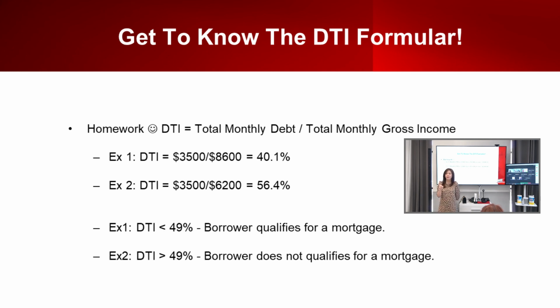Why? Because look at that. 3,500 monthly payment, but only earn 6,200. This person has 56% DTI. That means this person only has 44% left for living costs. Collective living costs. And that's not good in the lender's eye, right? So it looks like everybody gets it, right?